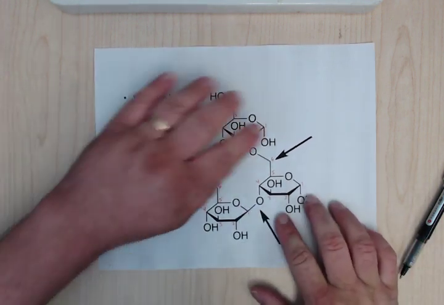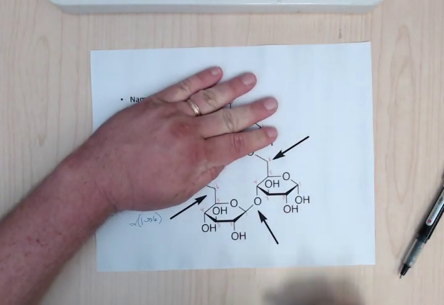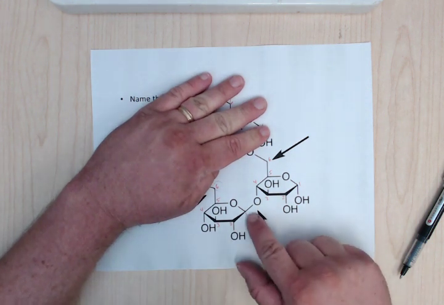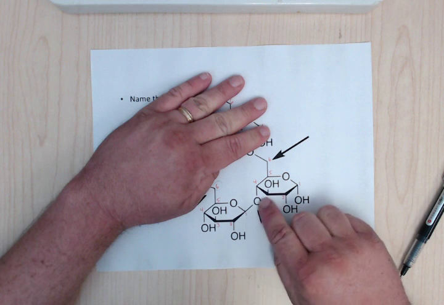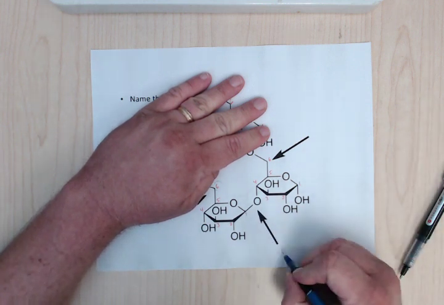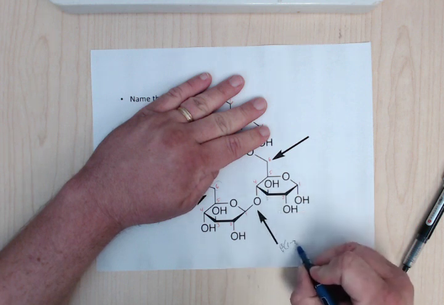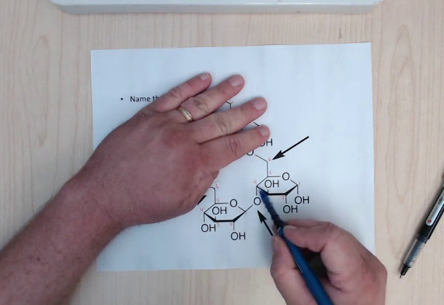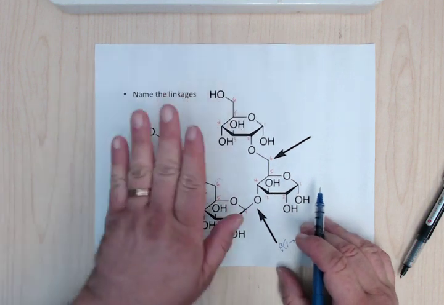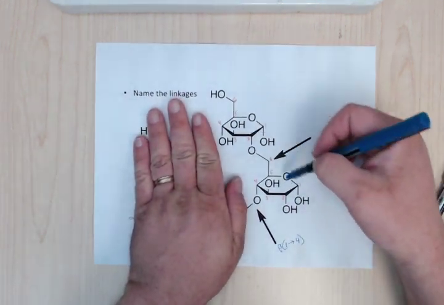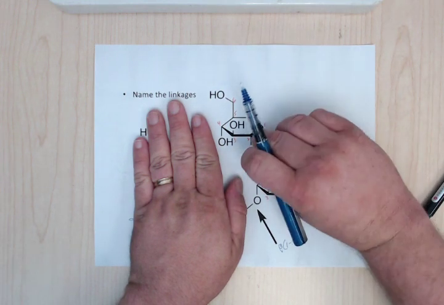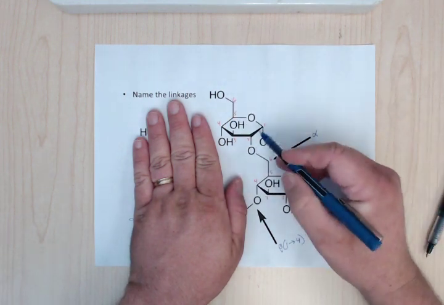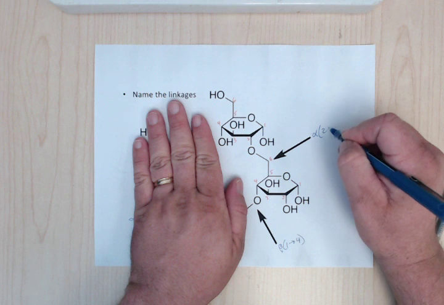For this one here, again, you can look at them in isolation. For here, this is the left sugar. It's going up, so this is going to be beta, 1 to 4. So it's from carbon 1 to carbon 4. Now for this one, again, you're looking at this in isolation. This is the left-hand sugar now. Since the bond is going down, it's alpha, and so it's alpha 2 to 6.